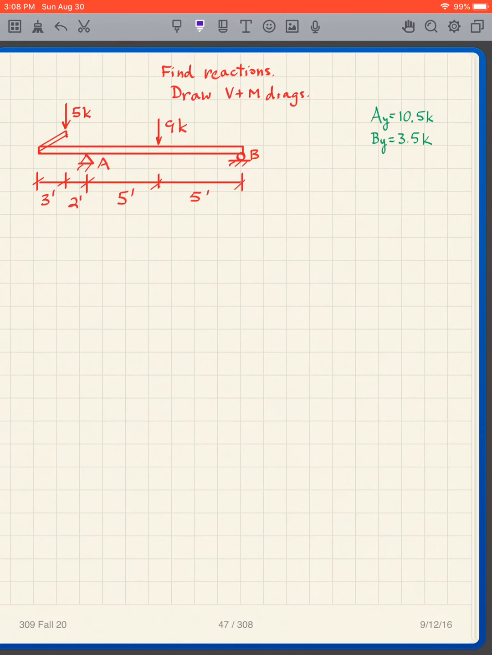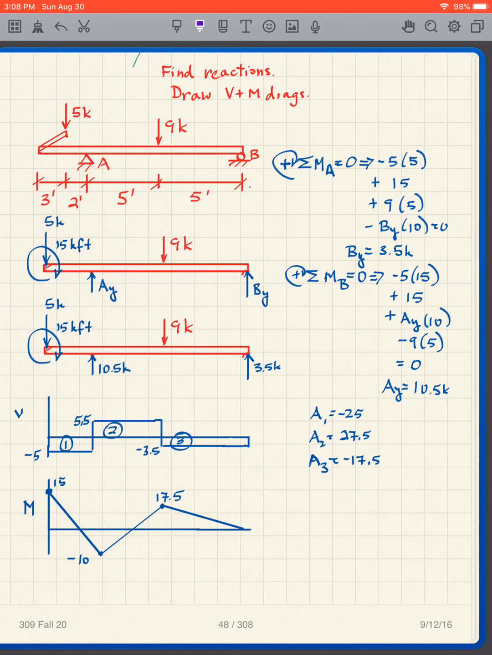All right, I want you to do this problem. So pause the video, single-handled wrench here, 9 kips there. I've given you the reactions, but you need to do the shear and bending moment diagrams. Okay, I'm assuming you pause the video. What do I do? How do I do this? Well, single-handled wrench, it's 5 times 3 is 15, and that's going to be clockwise. You can see that that's obviously a clockwise rotation that we're putting there.